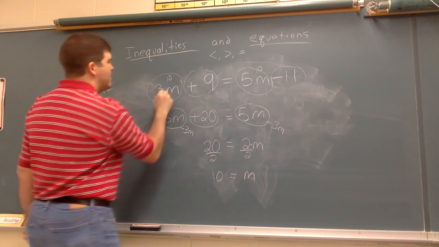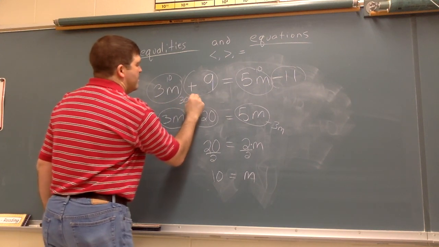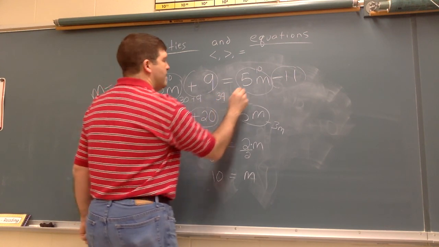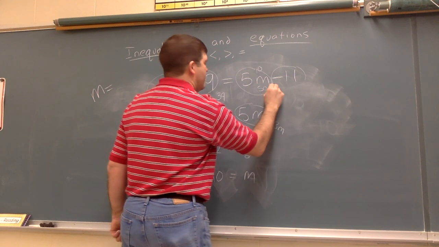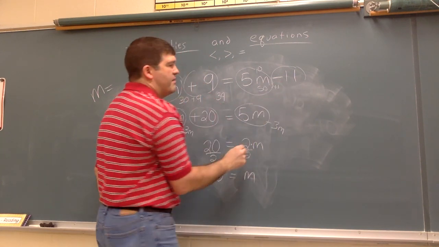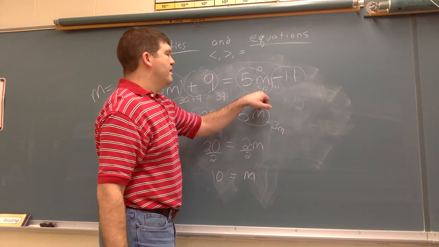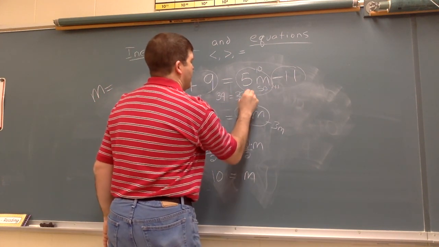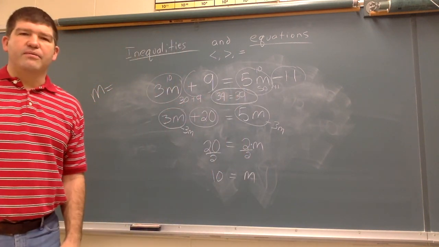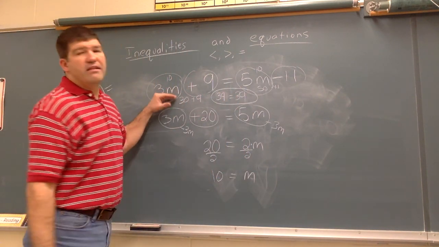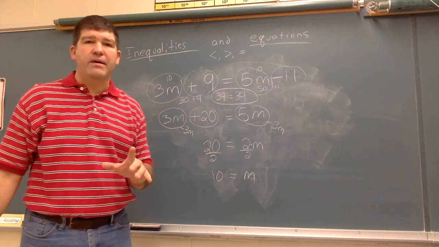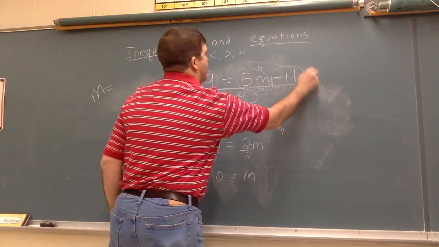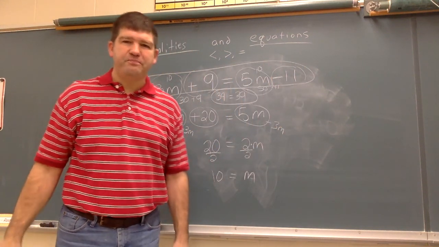Okay. 3 times 10 is 30 plus 9. So on this side, I get 39. 5 times 10 is 50 minus 11. Well, I know 50 minus 10 is 40. Then minus 1 more is 39. 39 equals 39. I was able to find the value of m, so that when I put it back in there, it makes this equation a true equation.